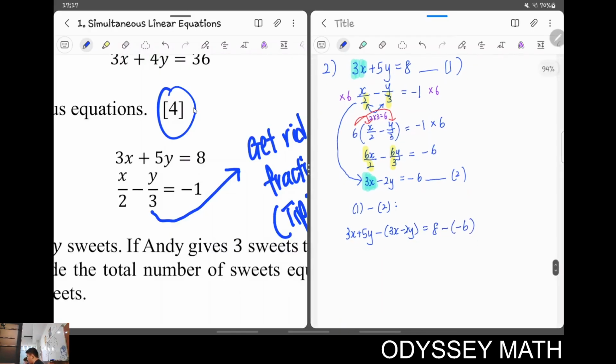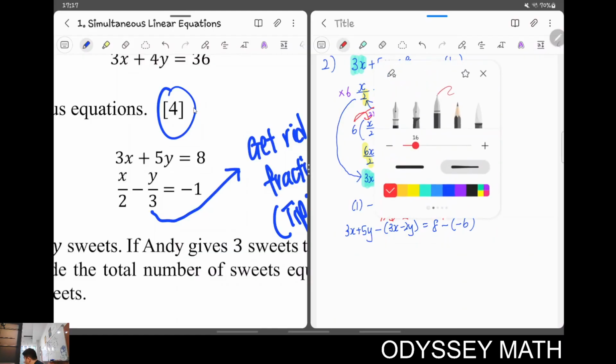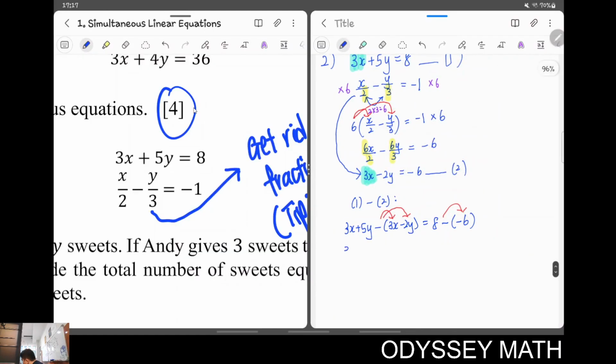Must have the bracket. And then I want you all to remember, because I have other Sec 2 students as well, do not forget the bracket and do not forget to apply the minus over here. This will cost you your marks in your WA. So 3x plus 5y minus 3x. And then minus and minus meet, plus 2y. Then this is 8 plus 6.